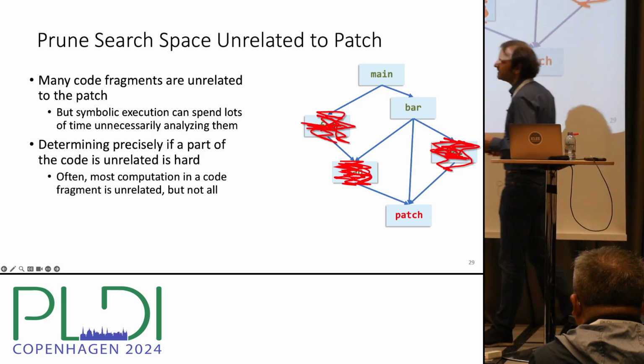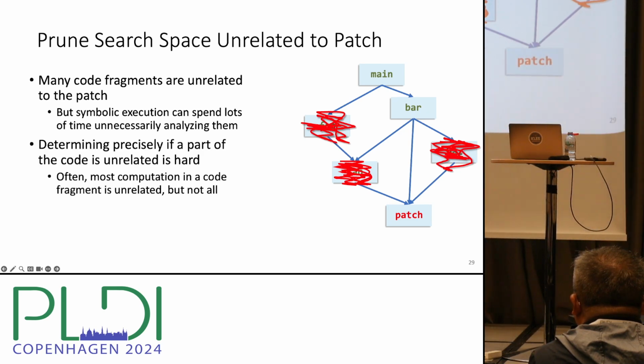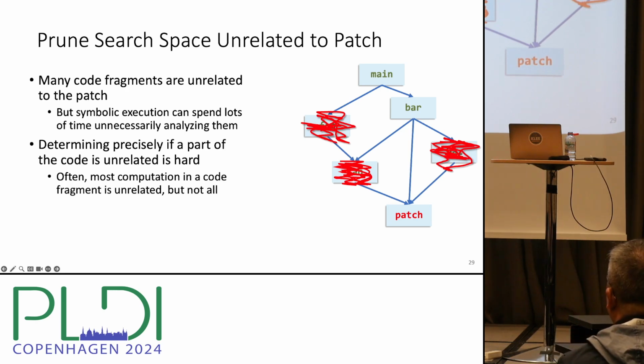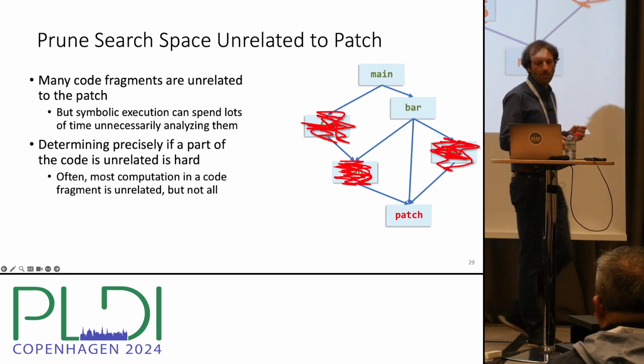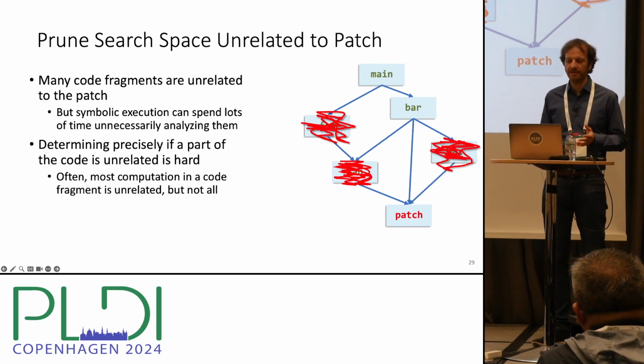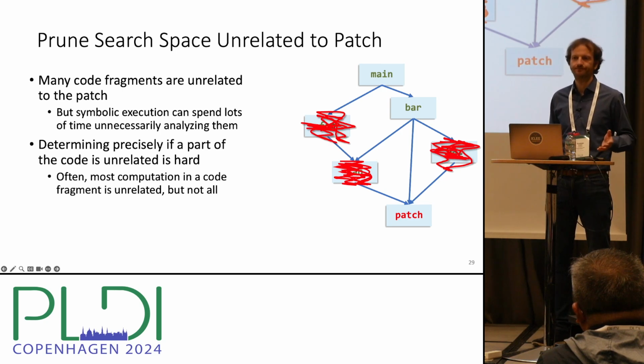Now, the problem is that if you want to determine precisely ahead of time if a part of code is unrelated to another, this is very hard, okay? And in fact, what we observe is that often most computation in a code fragment is unrelated, but not all, okay?